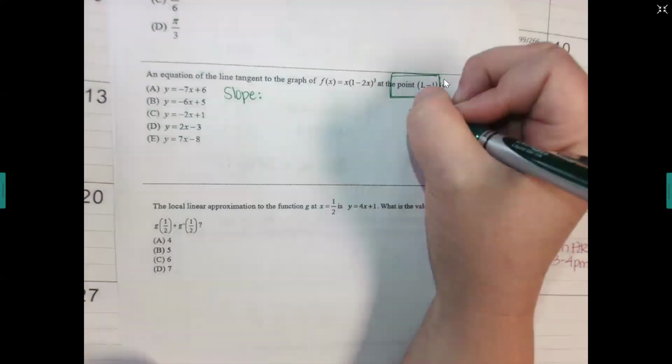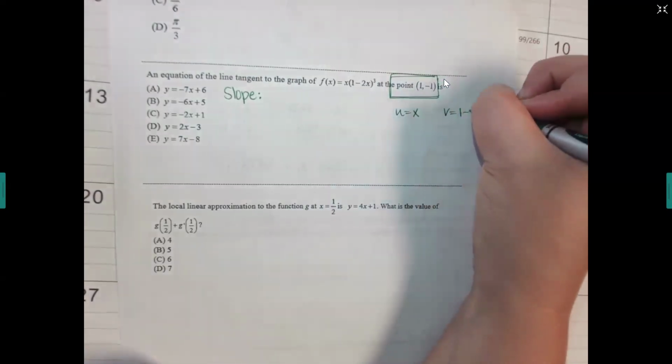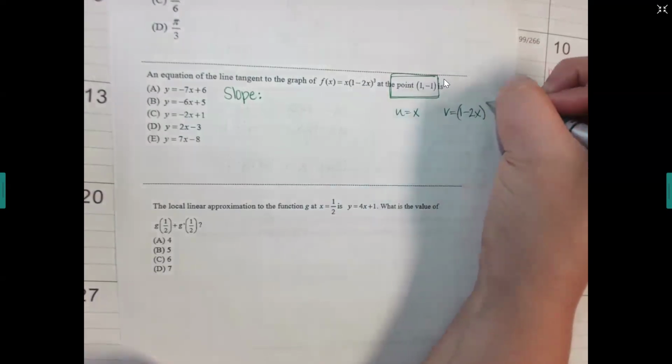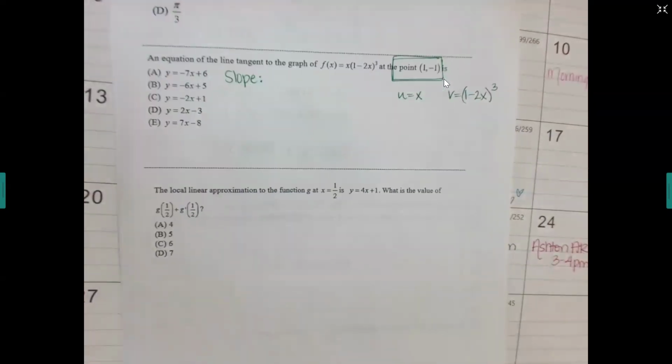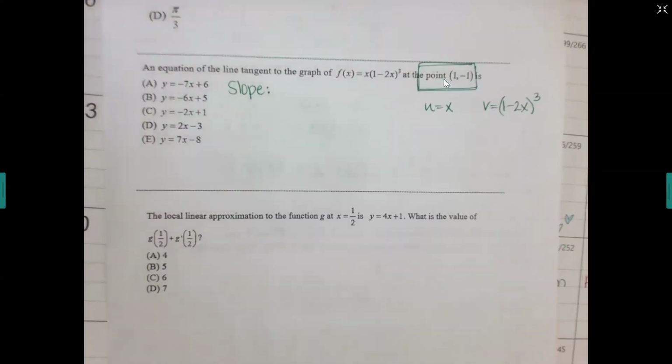Product rule, very good. So my u is going to be just an x. My v is a 1 minus 2x quantity cubed. So go ahead and take the derivative of that. You're going to be using chain rule inside your product rule because of this term right here. So what will your u prime be? Just a 1.